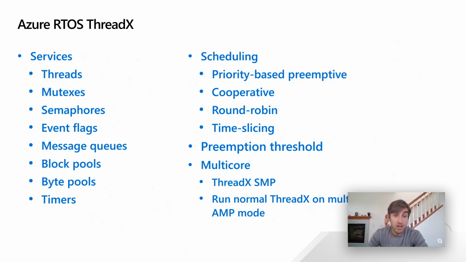ThreadX is naturally a priority-based, preemptive, multi-threaded scheduler. But you can also do cooperative scheduling, round-robin scheduling, and time slicing. So threads can cooperate and naturally relinquish control to other threads. And then round-robin and time slicing are more time-based. Each thread can have X number of milliseconds or X number of ticks that they run in, and then a new thread gets scheduled.